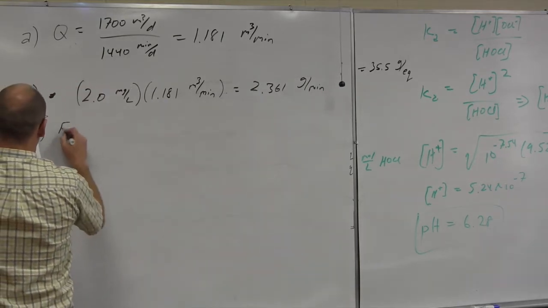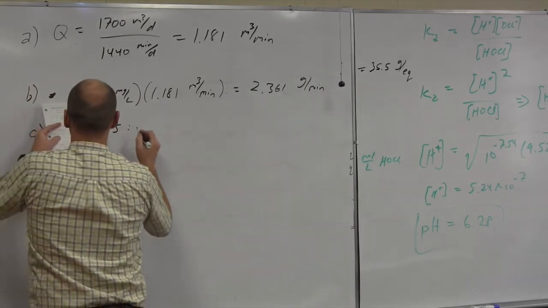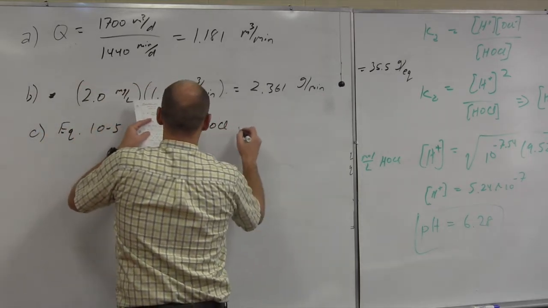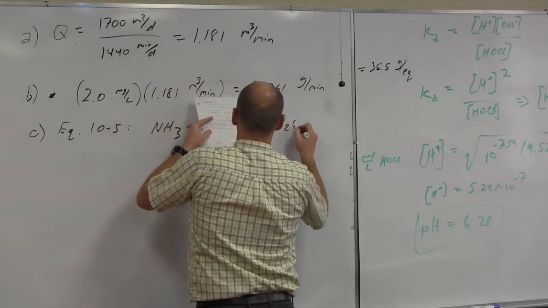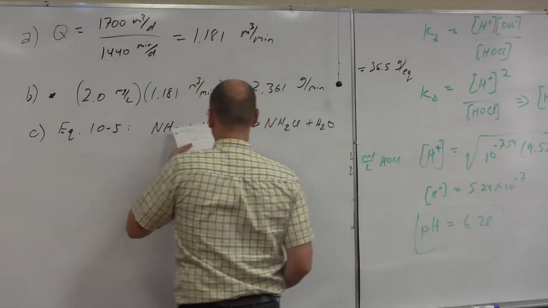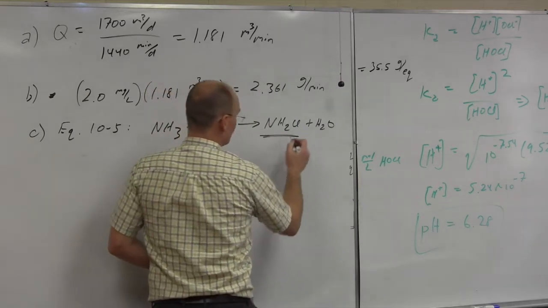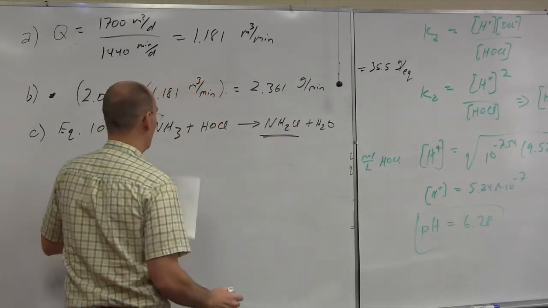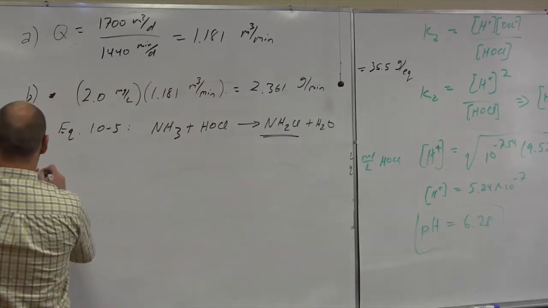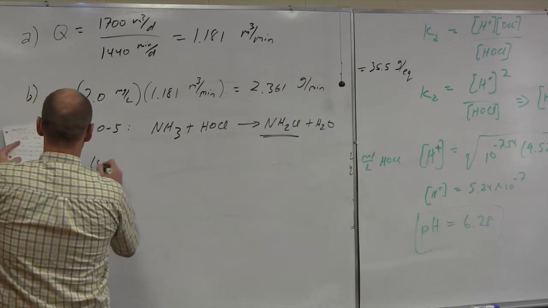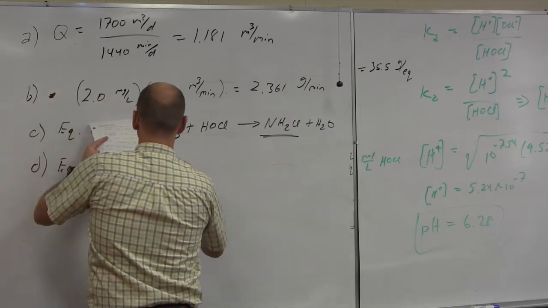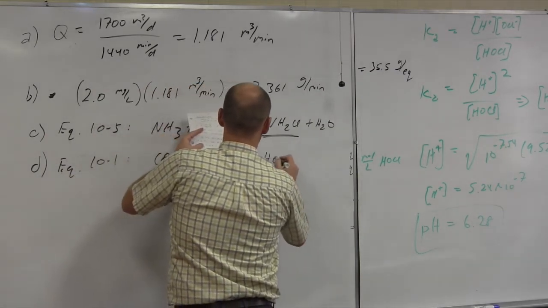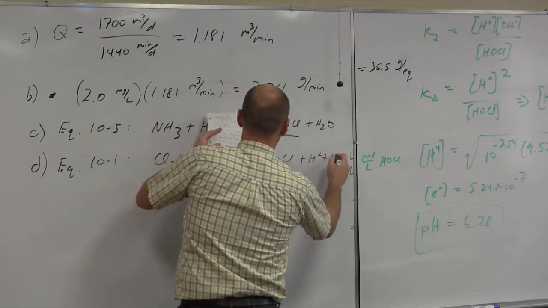So part C, we're going to use equation 10-5, NH3 plus HOCl gives us NH2Cl plus H2O. This is monochloramine. We'll look at some structures a little later, but monochloramine is the NH2Cl. All right? And then part D, we're going to use equation 10-1, Cl2 gas plus water gives you HOCl plus H plus Cl minus.